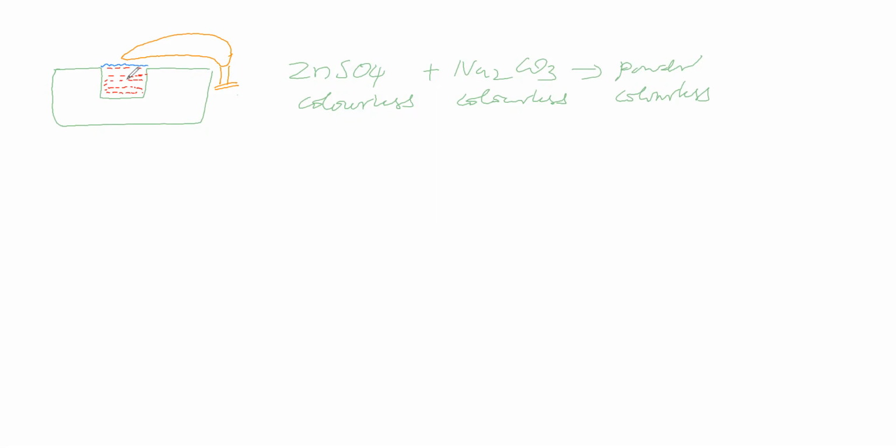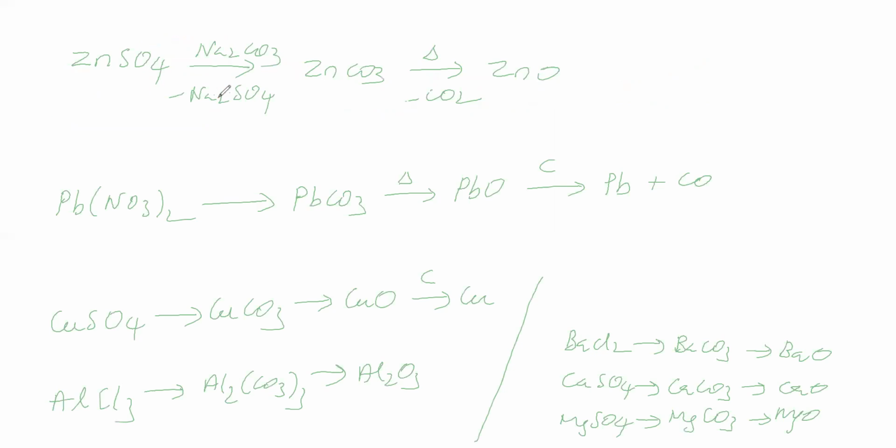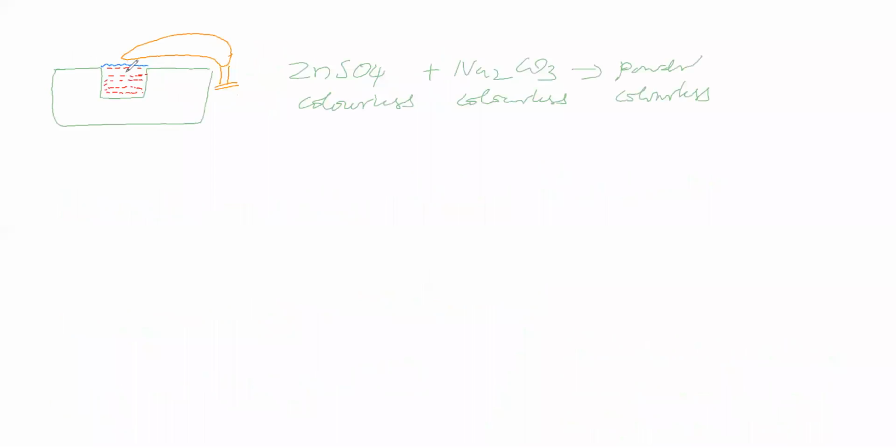Now double decomposition takes place. In the double decomposition, what happens? Zinc sulfate, zinc takes carbonate and becomes zinc carbonate. This on decomposition gives zinc oxide. Therefore, this powder is becoming what? Now zinc oxide. This powder is becoming zinc oxide.